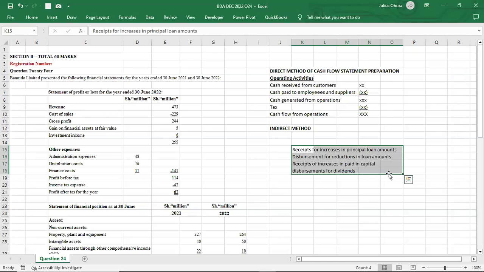So number one, we have receipts for increases in principal loan amount. That means when the loan is taken. And we should take keen note that we are talking about the principal loan amounts. So it is only the principal loan amounts, not the interest on that loan.